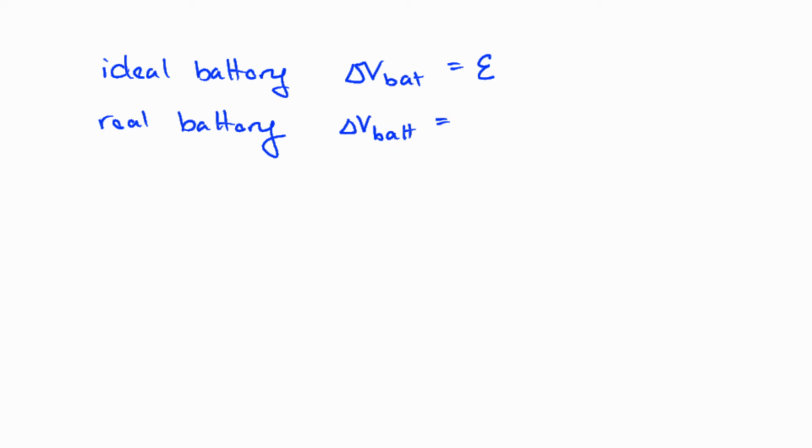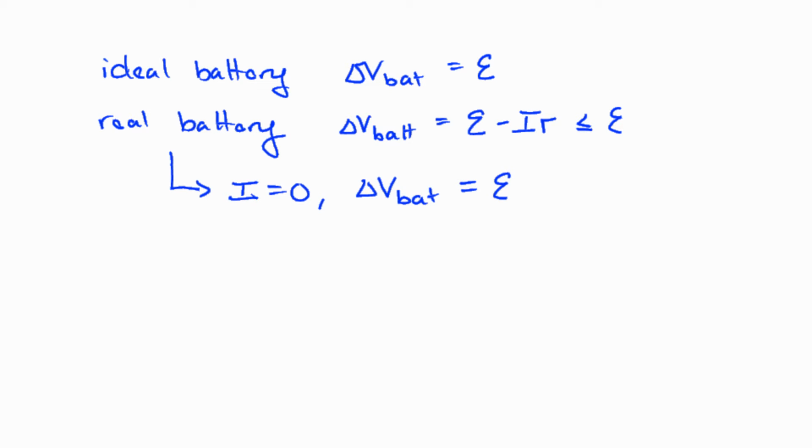For an ideal battery, that terminal voltage is equal to the EMF. For a real battery, that terminal voltage is equal to the EMF minus the current going through times the internal resistance. And this is going to be less, approaching equal to the EMF depending on the size of that internal resistance. So in a real battery, when the current is 0, then the terminal voltage is equal to the EMF. But when you actually have current flowing through, the terminal voltage will decrease.